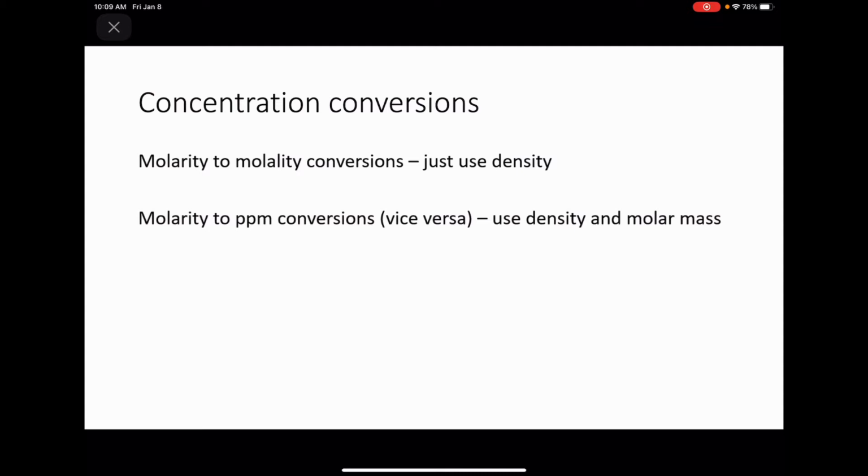But molarity to parts per million conversions, we might as well do a little bit with this, and vice versa, going from parts per million to molarity. So you need to use both the density and the molar mass.